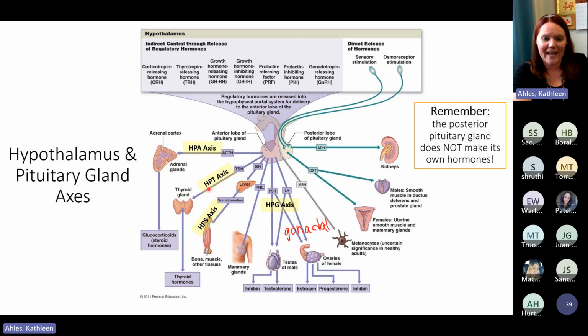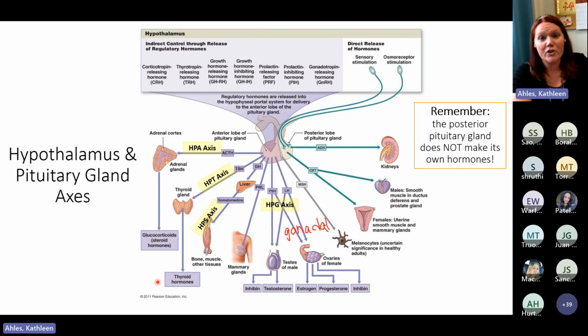Next door neighbor, we have the HPT axis. The HPT axis is all about the thyroid gland. So when we're considering the HPT axis, what the anterior pituitary gland spits out is thyroid stimulating hormone. Thyroid stimulating hormone, like its name suggests, talks to the thyroid gland. The thyroid gland spits out hormones, and thyroid hormones, in case we've forgotten, are regulators of metabolism.